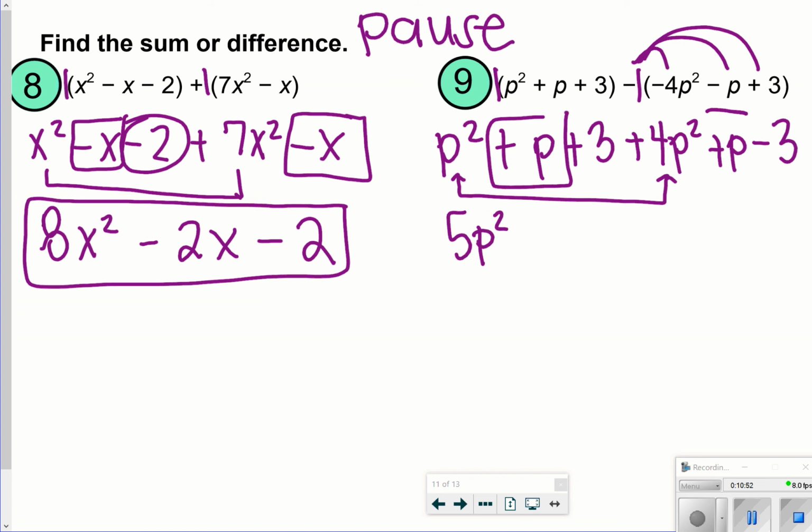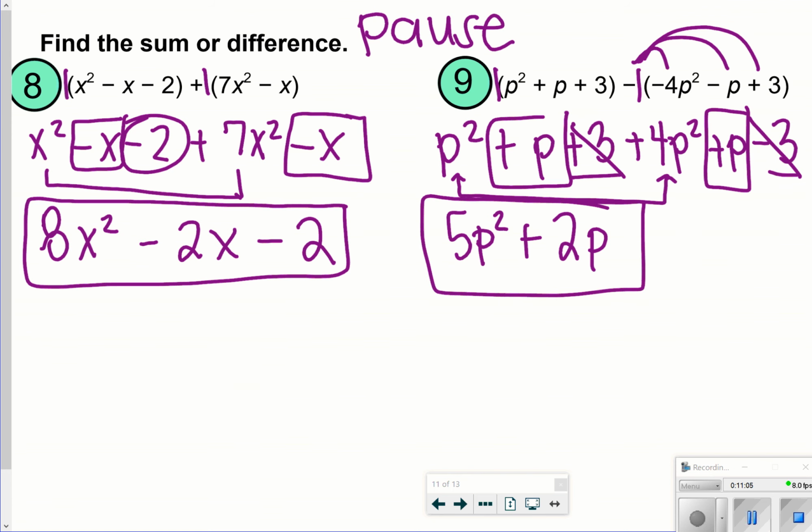1p and another 1p gives me 2p, so positives. And then positive 3 and negative 3 actually cancel out. So my answer for number 9 is just 5p squared plus 2p. You could have also said 5p squared plus 2p plus 0, and that's the same thing, but this would be better written as it is in standard form because plus 0 does not change anything.